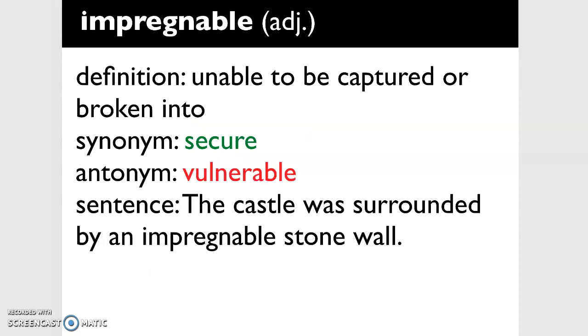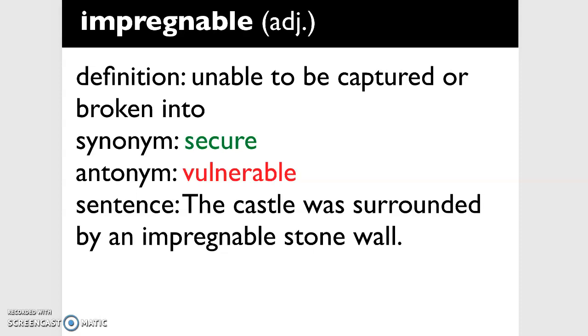Impregnable. This is also an adjective. It means unable to be captured or broken into. So something that is impregnable means you can't get into it. So it's like a treasure chest that you can't break into, if you're the pirates trying to steal the treasure, they will have problems because the treasure chest is impregnable. A synonym for this would be secure. An antonym would be vulnerable.